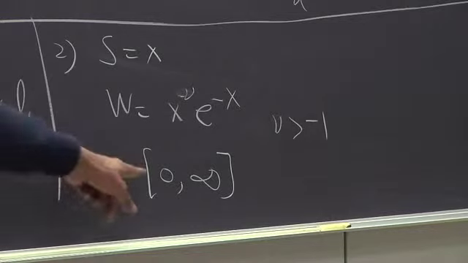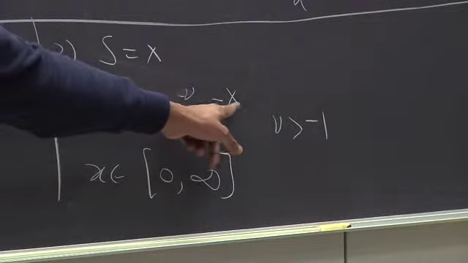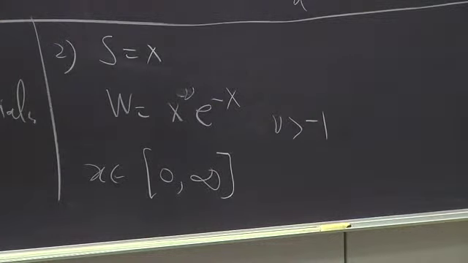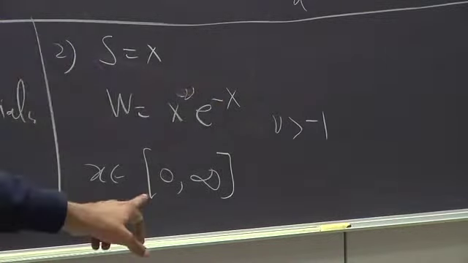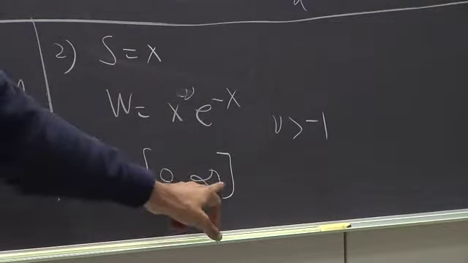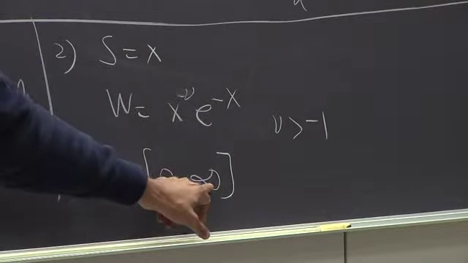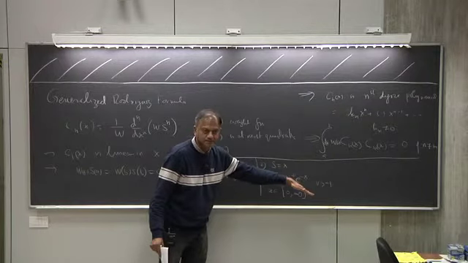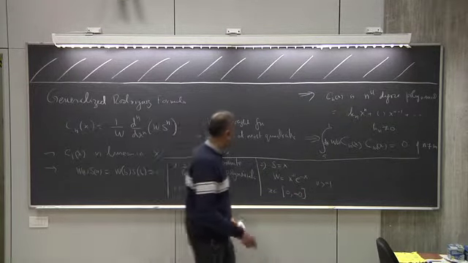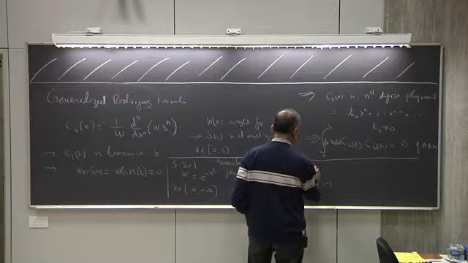You see, it cannot be minus infinity because for a negative x, this will exponentially grow, right? So that cannot be minus infinity. It starts from 0 to infinity. Positive infinity is okay because this is exponentially damped. Okay. And these were the Laguerre polynomials.